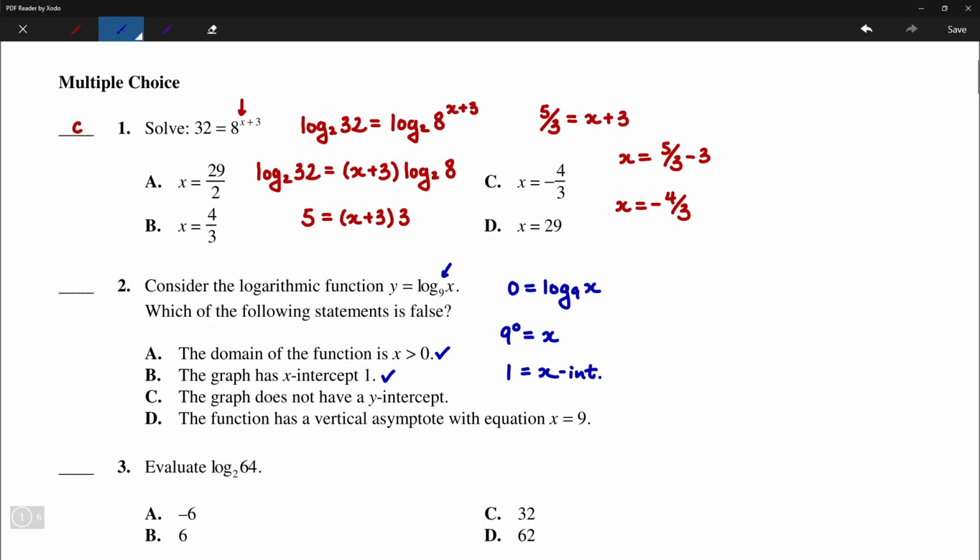Based on the domain, we know that the graph does not have a y-intercept, so since A is true, C is also true. And finally, D must be false, since if the function has a vertical asymptote at x equals 9, then we shouldn't be able to substitute 9 into the function. But if we did that, then we have y equals log base 9 of 9, which of course is equal to 1. So the answer then is D. D is the only false statement.